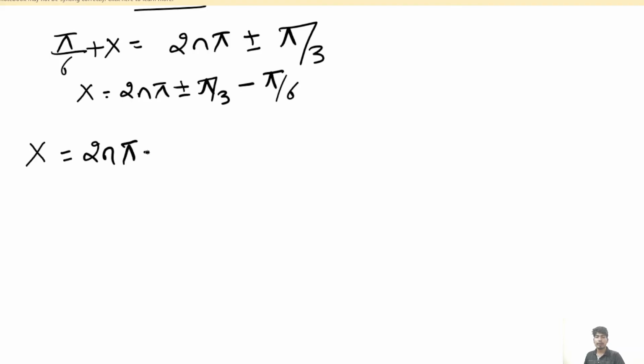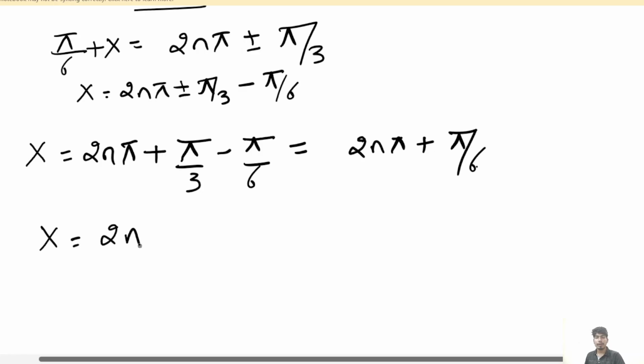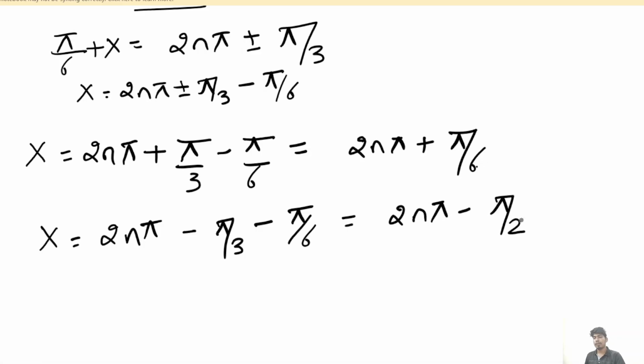Once we take this as positive and once as negative. When we take positive, this becomes plus pi upon 3 minus pi upon 6, which becomes 2n pi plus pi upon 6. When we take negative, we get 2n pi minus pi upon 3 minus pi upon 6, which becomes 2n pi minus pi upon 2. These are the two solutions where n belongs to integers.